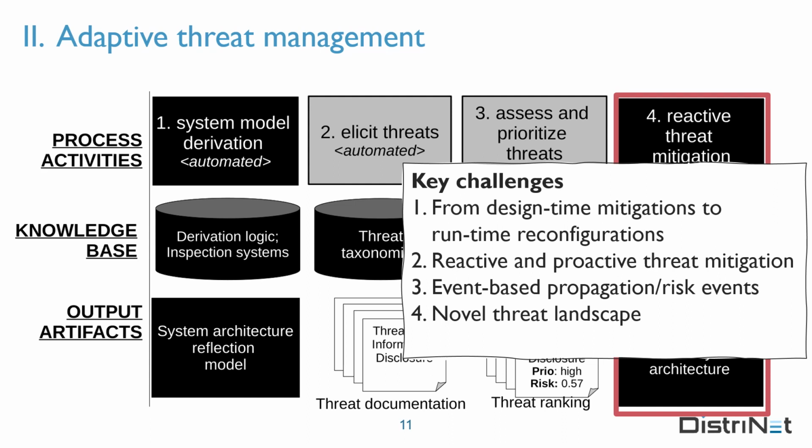In addition to that, we envision the system to be able to reactively mitigate certain threats. So when we see certain events occurring that are representative of, for example, an attack, the system can react and automatically reconfigure, but also proactive threat mitigation. So by continuously monitoring which threats occur in the system and how this evolution happens over time, we can also identify the needs to mitigate threats before they occur.